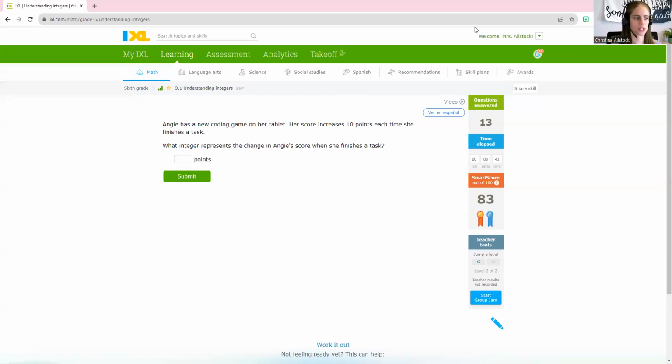All right, last question. Angie has a new coding game on her tablet. Her score increases 10 points each time she finishes a task. What integer represents the change in Angie's score when she finishes a task? Well, if we are increasing by 10 points, that means we're going up, so it would be represented by a positive 10, a positive integer.